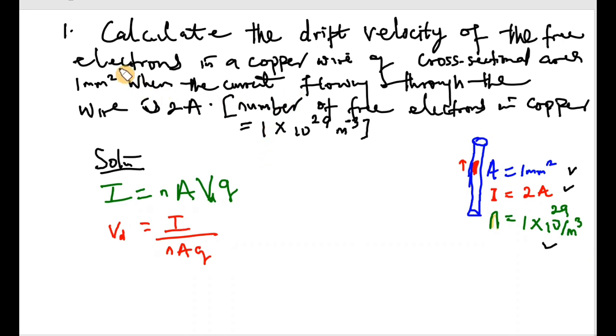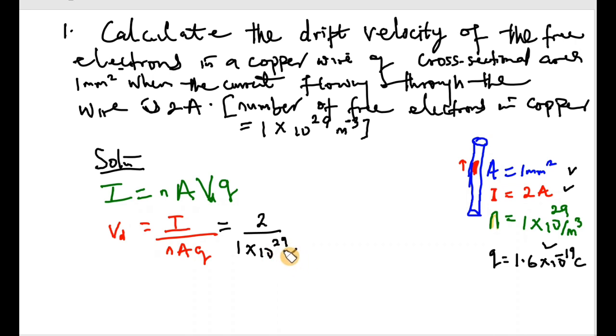This Q, we are talking about an electron. The charge on an electron is given as 1.6 times 10 to the power of minus 19 coulomb. So this is the magnitude of charge on an electron, and we are considering the magnitude. So we'll be replacing here. I is 2 ampere, upon n, which is 1 times 10 to the power of 29.